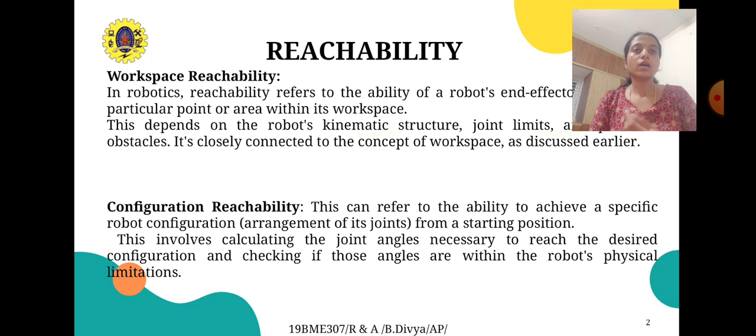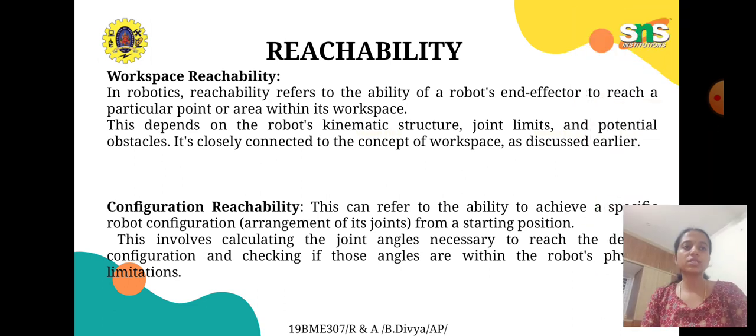Next, reachability. What is reachability? Workspace reachability and configuration reachability. In robots, reachability refers to the ability of the robot's end effector to reach a particular point or area within its workspace. It depends on the robot's kinematic structure. The workspace reachability depends on the robot's kinematic structure, joint limits, and potential obstacles.